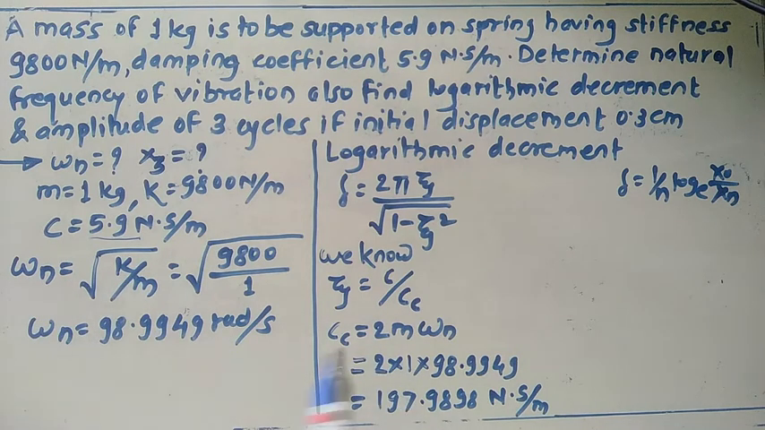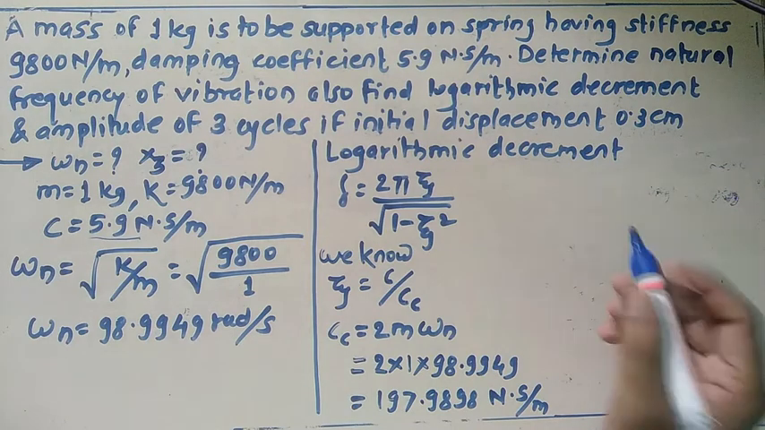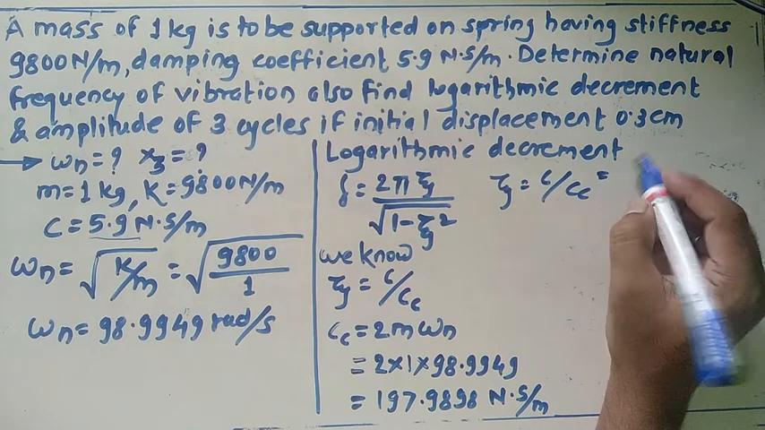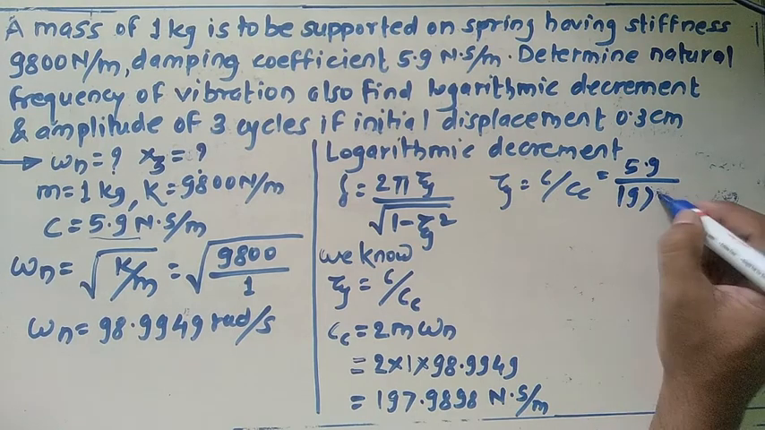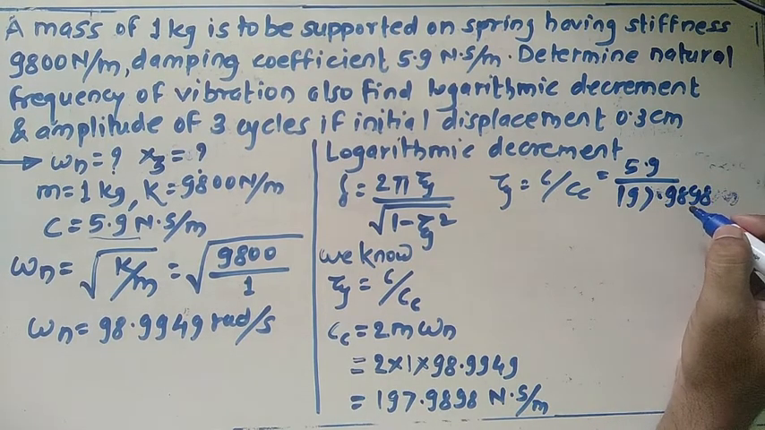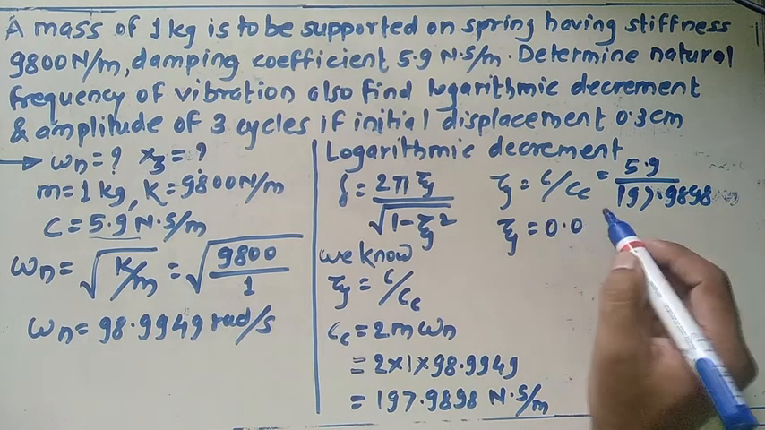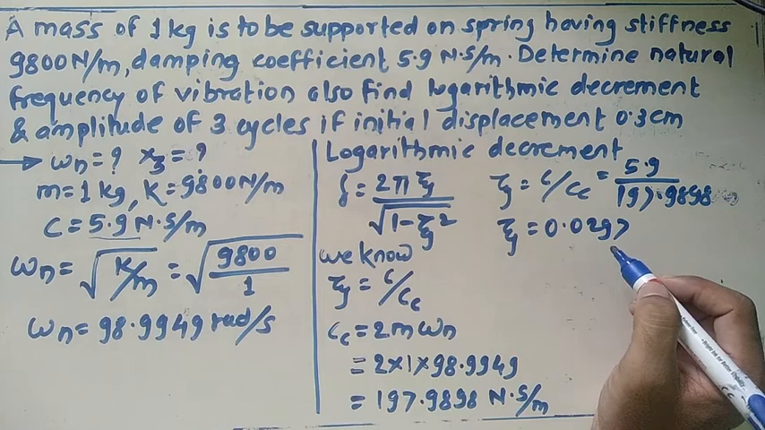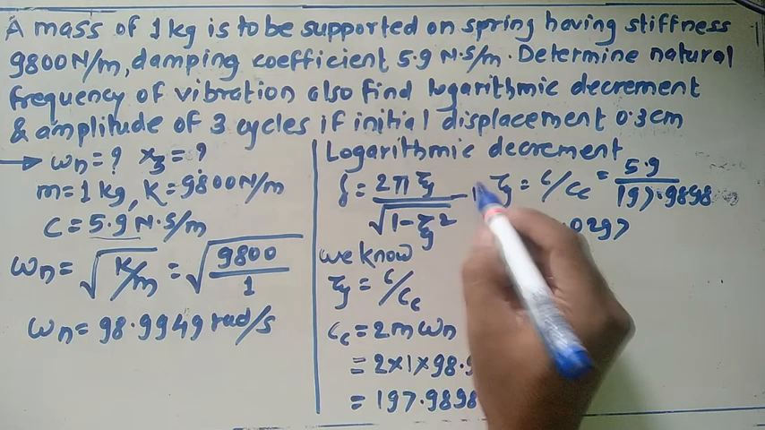So once we get the value for cc and c, the next task is very easy. Get the value for zeta. So zeta is nothing but, as per our discussion, c divided by cc. Substitute the value for c here. The cc already calculated by us is 197.9898. After simplifying this term, we can get zeta equals 0.0297.